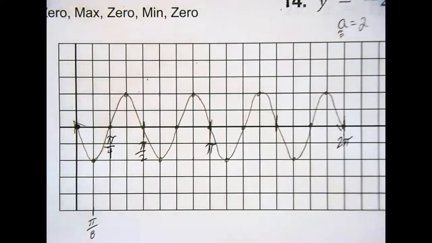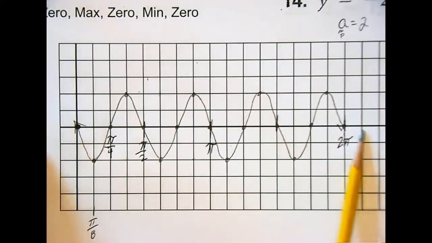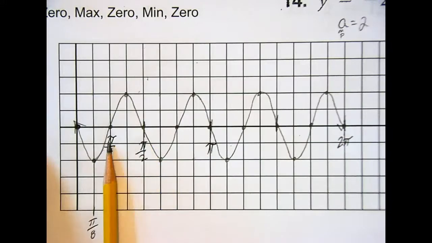So, once again, since B is 4, there are 4 cycles from 0 to 2 pi. You cut it in half. The end is 2 pi, cut it in half, that's pi. Cut it in half again, that's pi over 2. Half again, that's pi over 4, half again, that's pi over 8. That tells us what we're going up by every time.